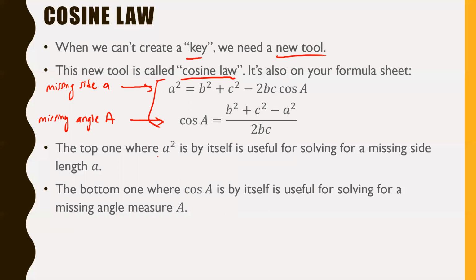And that's what it kind of just says here before. The top one, where a squared is by itself, is used for solving for a missing side length, whereas the bottom one, where cosine A is by itself, is used for solving for a missing angle, okay? It'll make a lot more sense once we start seeing some questions with this. Let's just do the one that we just did before.